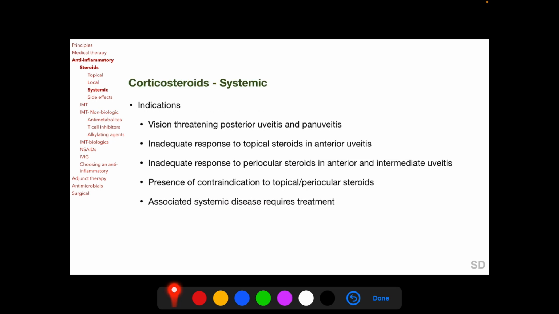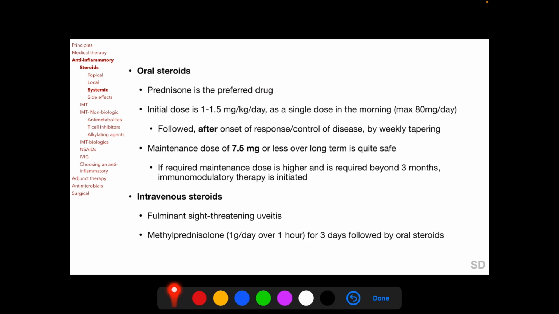Systemic corticosteroids are indicated for vision-threatening posterior uveitis and panuveitis, when there is inadequate response to topical steroids in anterior uveitis, when there is an inadequate response to periocular steroids in either anterior or intermediate uveitis, when there is presence of contraindication to topical or periocular steroids, and when associated systemic disease requires treatment. Systemic steroids can be given either orally or as an intravenous injection.